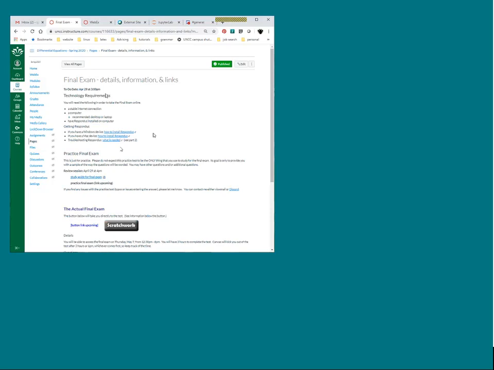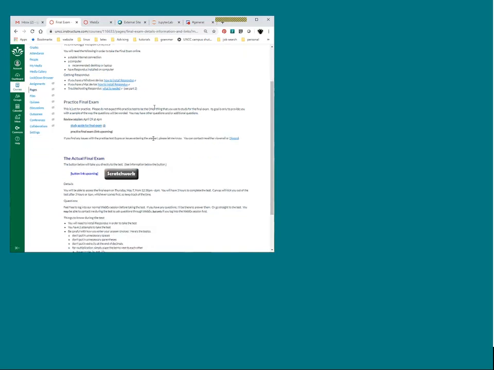If you took Test 2 and or Test 3, I'm assuming most of you took both, this is the same thing: you need to make sure you have that Respondus set up on whatever device you're going to be using. In terms of a practice final exam, there's a couple things missing right here.